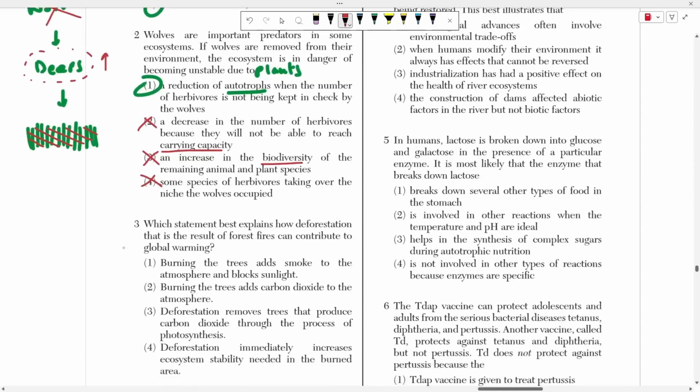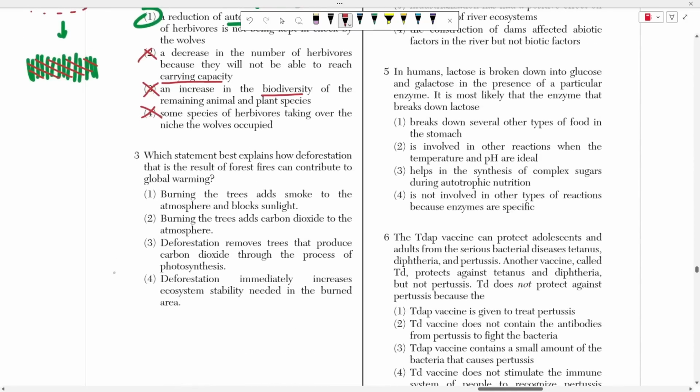That's not what happens. 3 says, which statement best describes how deforestation, that is the result of forest fires, can contribute to global warming?